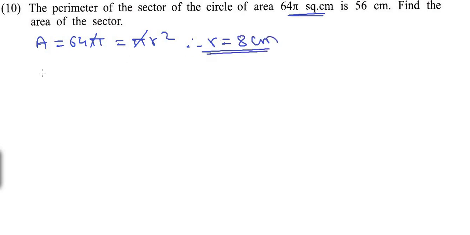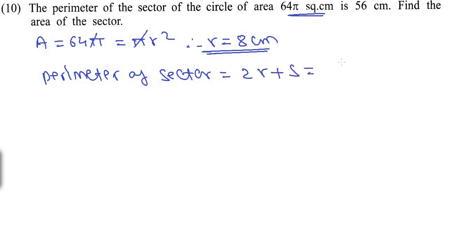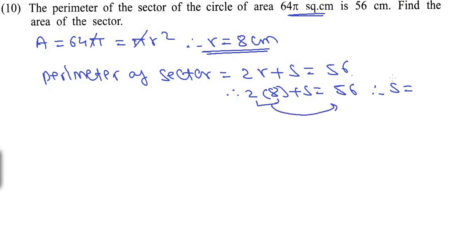So we got a radius over here. Next, what is given? Perimeter is given. So perimeter of sector. Now we know the formula for perimeter of sector, 2r plus s, that is equal to 56. Substitute the value now. Therefore 2 into r, 8, plus s is equal to 56. Therefore s is equal to, 2 8 the 16, shift 16 to right hand side, it is 56 minus 16. That is equal to 40 centimeter. So length of the arc s is equal to 40 centimeter.